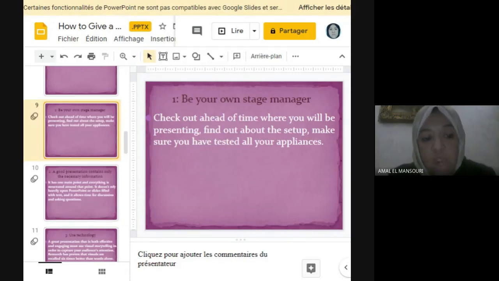First, you have to check out ahead of time where you will be presenting. Find out about the setup. Make sure you have tested all your appliances. Of course, before starting the presentation, check out the room where you will be presenting ahead of time. For example, at this level, you are going to present in class, so you have to check the class, the setting, before presenting. Make sure that all the equipment you need is there and works, so that there are no nasty last-minute surprises. You know that surprises will happen on the day of your presentation, and then you will be stressed. No, we shouldn't come into this.